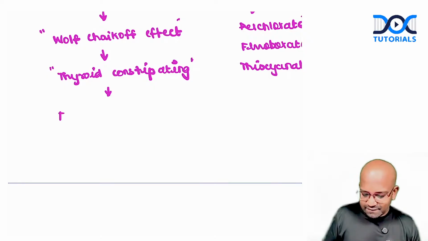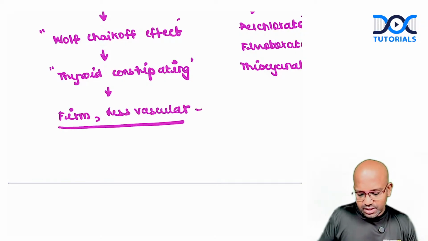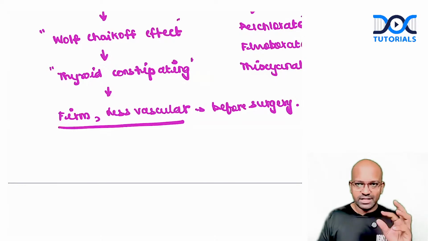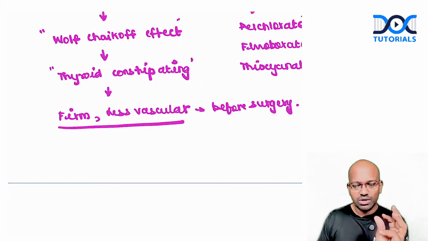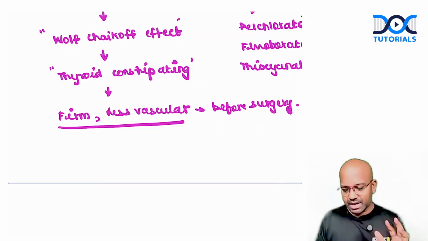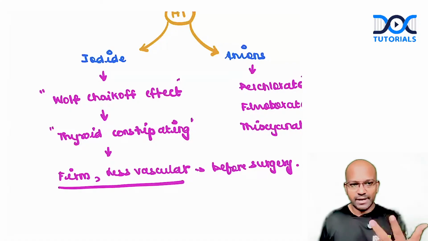So to make the gland firm and less vascular before surgery, whether it is a subtotal or total thyroidectomy, we start administering iodide at least 2 weeks prior. Only then will the glands be concise and firm, we can easily take them out, and they will be less vascular. The bleeding is also going to be much lesser in those patients. Okay, these are the classical points about thioamides, then we explained anions, then iodides.